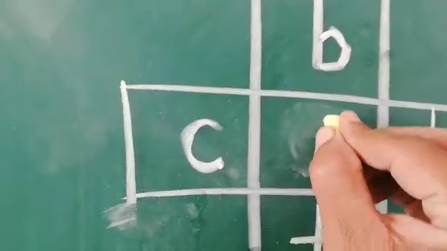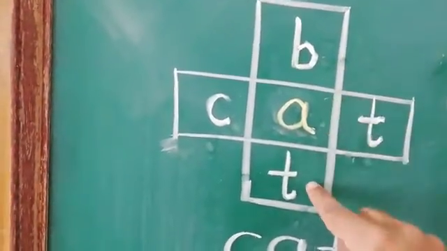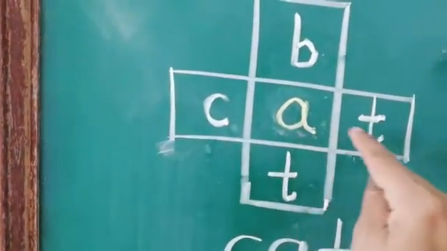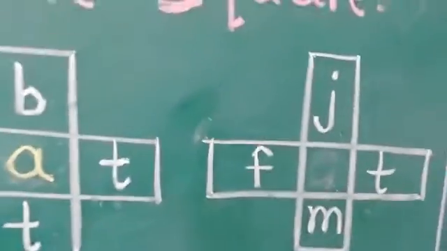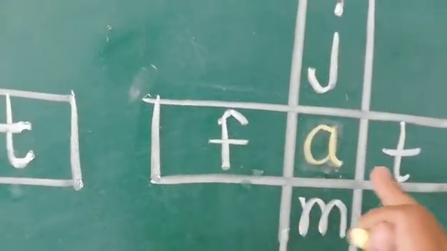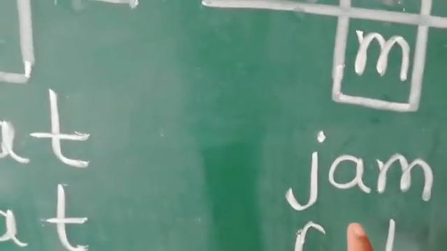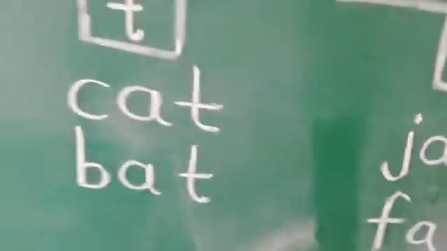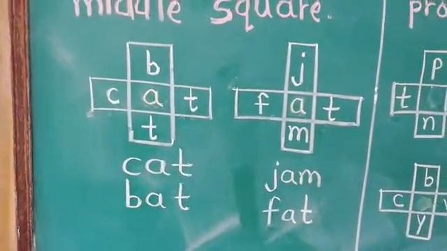Now we will write. See. B-A-T bat, C-A-T cat, cat bat, J-A-M jam, F-A-T fat. Because what is the question? We have to write A in the middle square. What words we made here? Jam, fat. See, cat, bat, jam, fat.